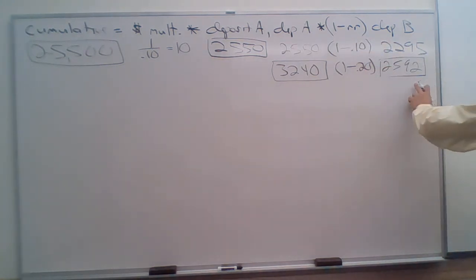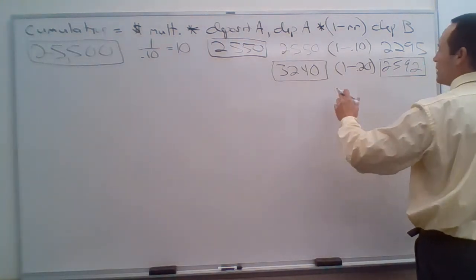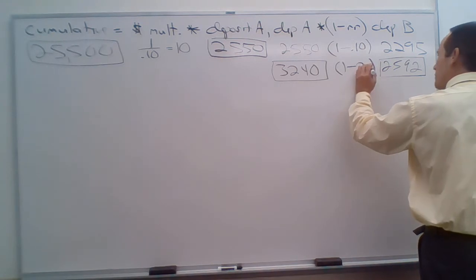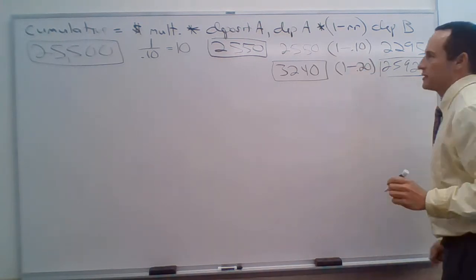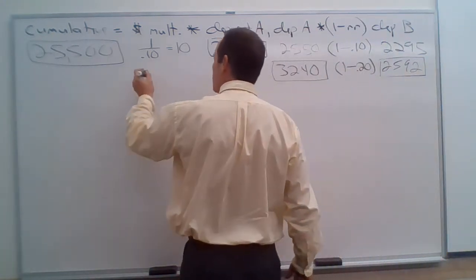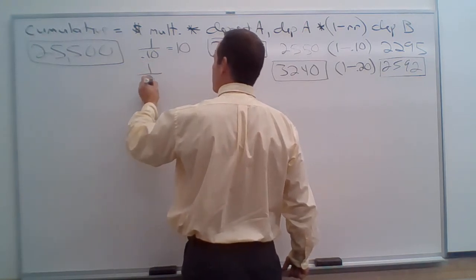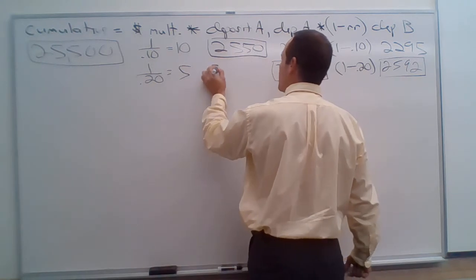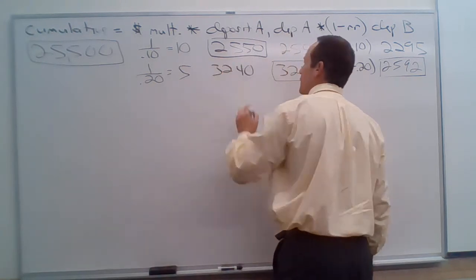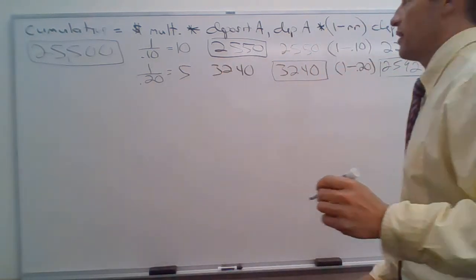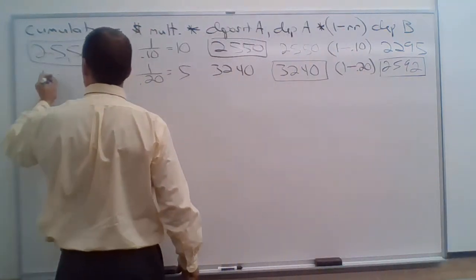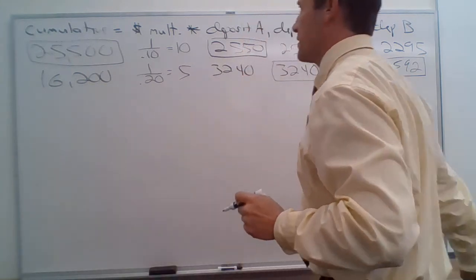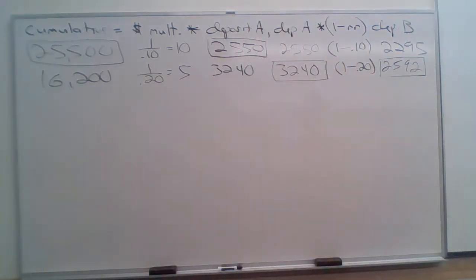So 2,592 divided by 3,240, that's 80%. This whole expression equals 80%. We must be holding back 20%. So if we look over here, if we find the inverse of 20%, that equals 5. So if we take this 3,240 and we multiply it by 5, we get $16,200. So all the monies in the banking system increases by $16,200.